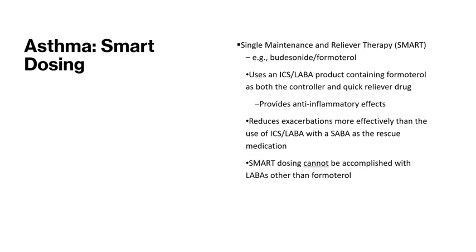SMART dosing for asthma. Single maintenance and reliever therapy is called SMART. That would be budesonide and formoterol. It uses an ICS and LABA product containing formoterol as both the controller and quick reliever drug. This provides anti-inflammatory effects. It reduces exacerbations more effectively than the use of ICS-LABA with SABA as the rescue medication. SMART dosing cannot be accomplished with LABAs other than formoterol.